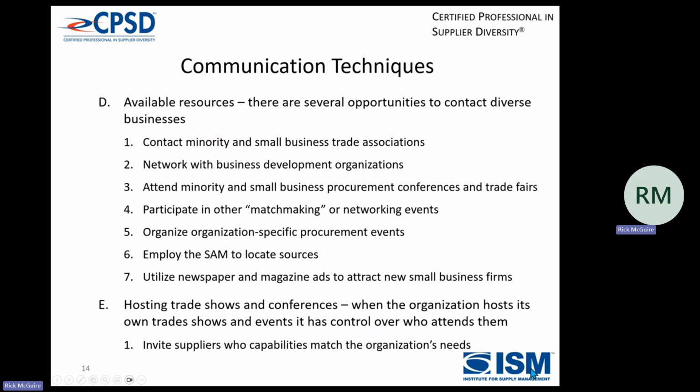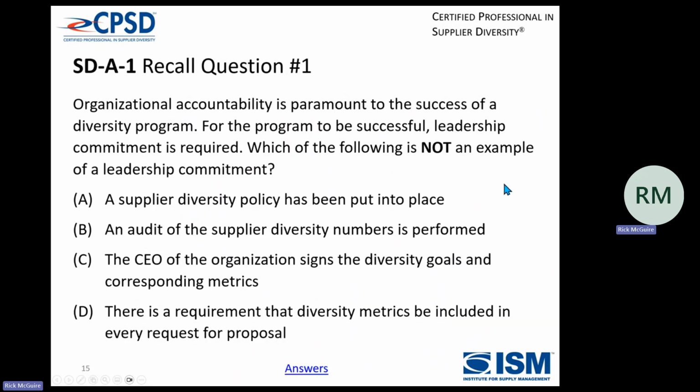Hosting trade shows and conferences. When you host your own shows and events, you have control over who attends them, and you can invite suppliers with capabilities that match your needs. All right, in each of these modules, we have a couple of questions that we'll do as a group, and then some other questions that we'll do individually.